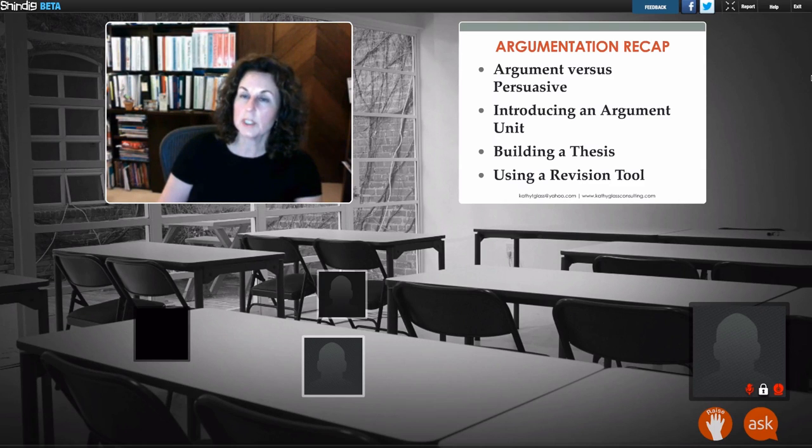When you introduce an argumentation unit or any unit, you might use the activity that I suggested where kids do a card sort for purposes of writing. And then building a thesis statement, we want to begin with a subordinate clause, and we want to make sure that the thesis is a debatable topic. And then another strategy is to use a revision tool to self-assess and to peer assess, and maybe use as a homeschool connection to make sure that all the points on a rubric or a checklist, which are your instructional tools, are present in the paper. Next.